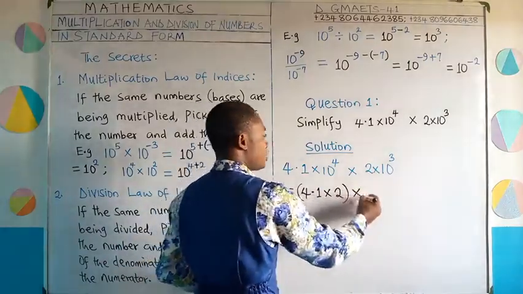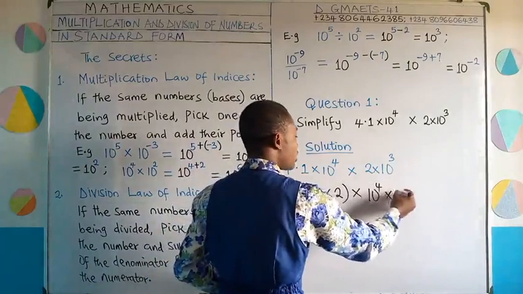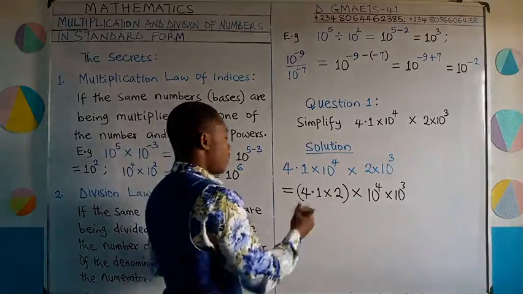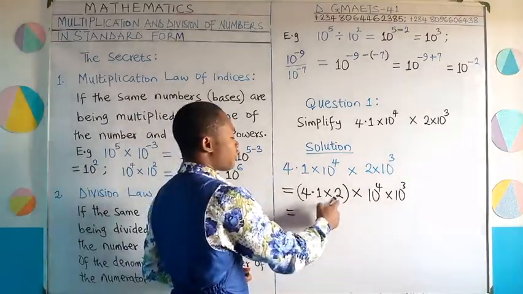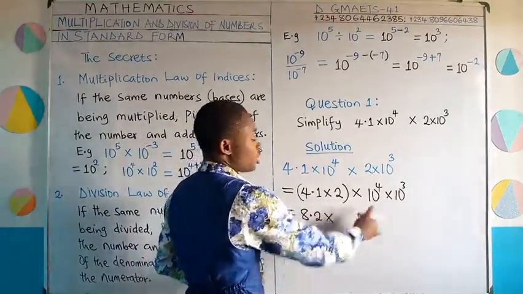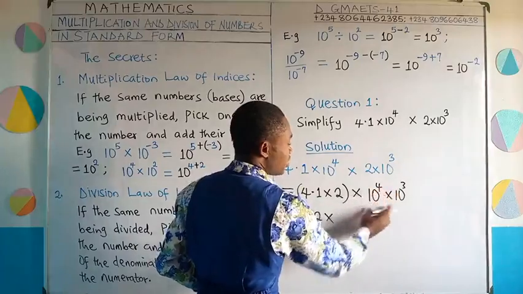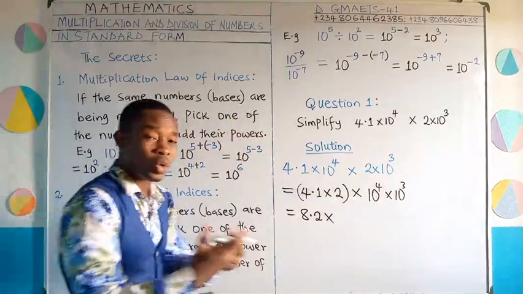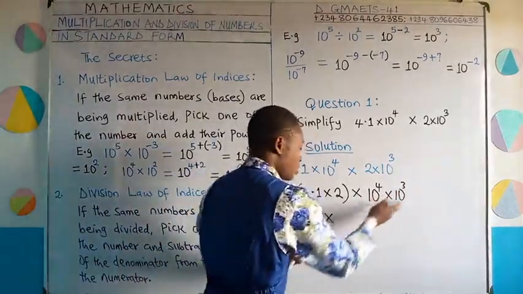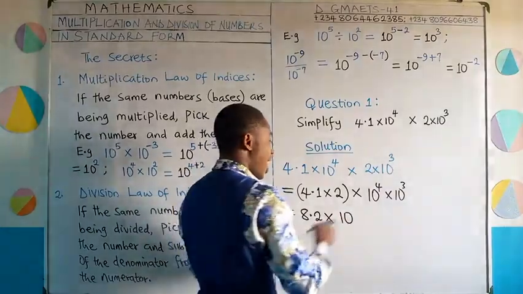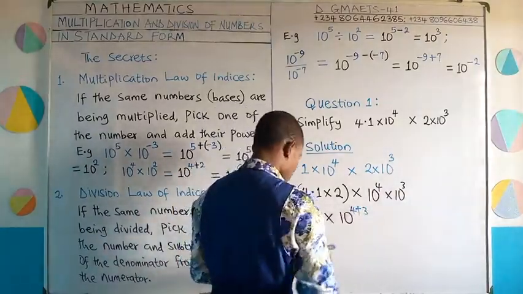Then times 10 raised to the power 4 times 10 raised to the power 3. Good. We are now going to multiply this. If you multiply this 4.1 by 2, you are going to get 8.2. Come over here, times, you are multiplying the same base here, 10, 10. Multiplication law of indices said you should pick one of the bases, one of the numbers that are the same. So I've picked one of the 10, then add their powers, 4 plus 3.